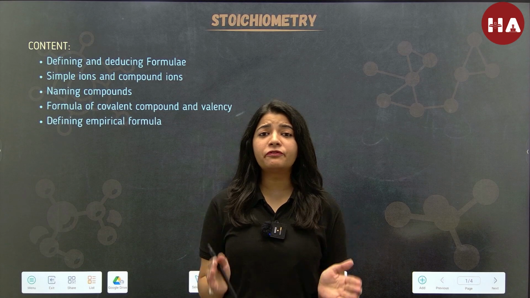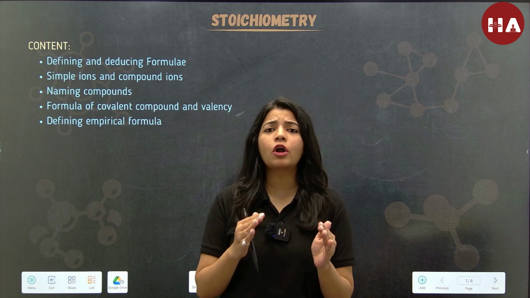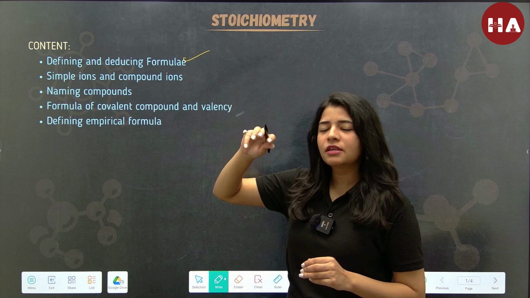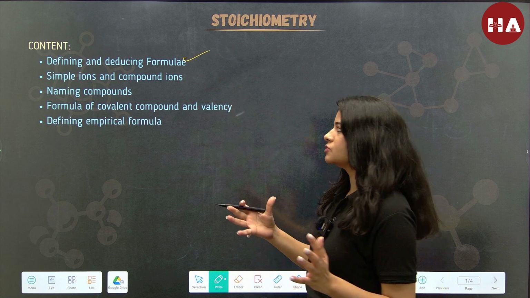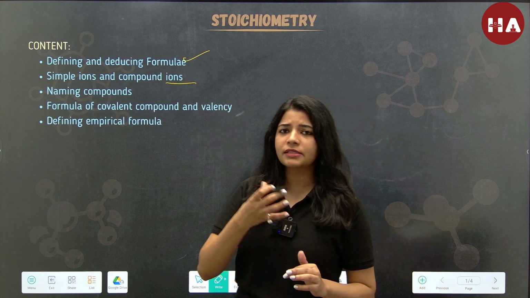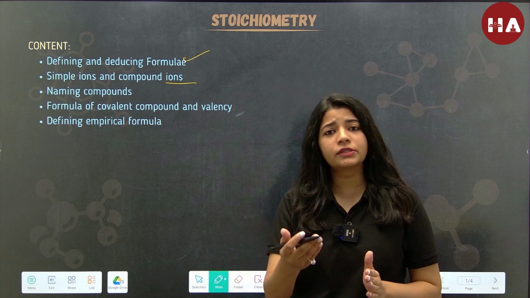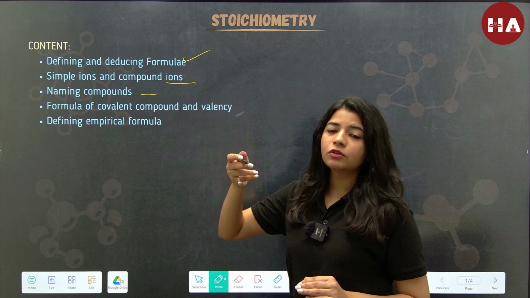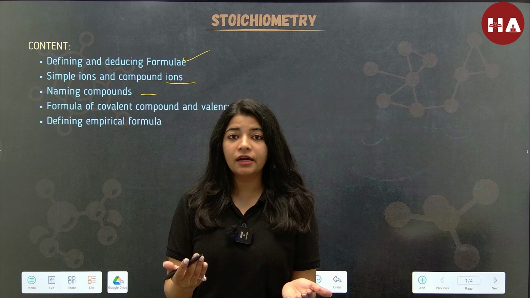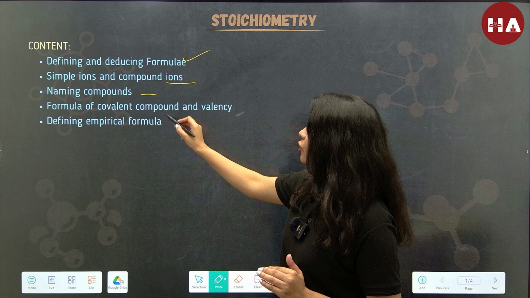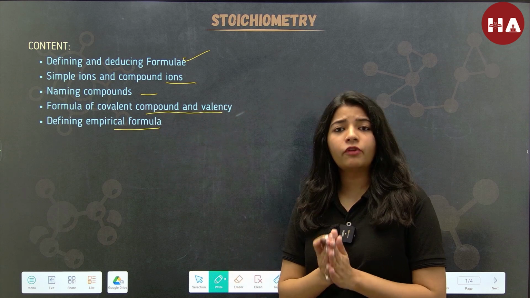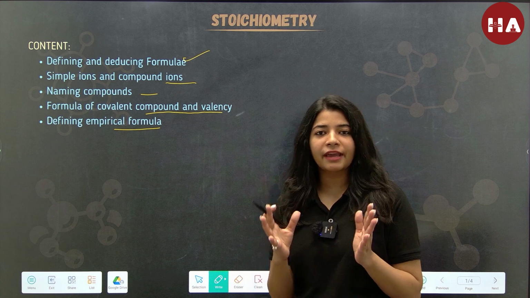So students, before we dive into this chapter, let's first understand what topics we are going to cover in this particular video. First, defining and deducing formulas: we will understand how to construct formulas. Next is simple ions and compound ions. We'll check the examples and see what exactly simple ions and compound ions are and where we are going to use these. Next, naming of compounds. After we have learned how to construct formulas, we will learn how to name them. Then formulas of covalent compounds and valency, and at the end we will discuss what empirical formulas are. So I hope you are ready to dive into this chapter.